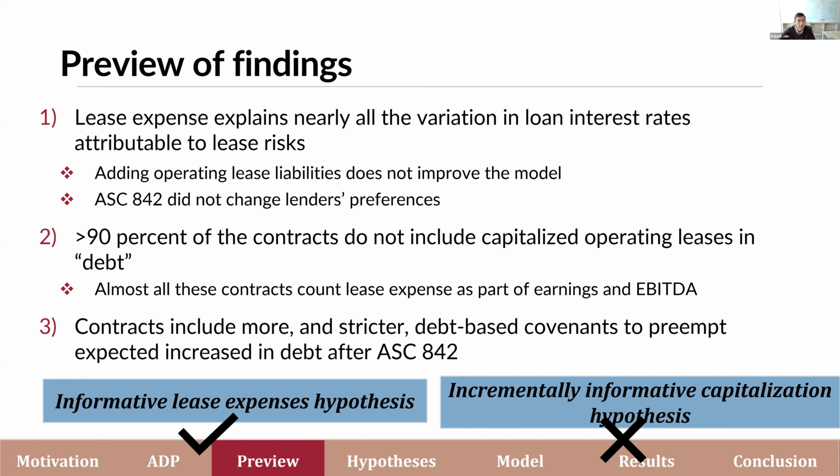Are you familiar with this contemporaneous working paper by Ben Lurie at UC Irvine and some other co-authors? No, I'm not. Okay, so they have a paper where they look at internal bank ratings after ASC 842. They get some internal bank rating data, and they show that bank risk goes down after ASC 842.